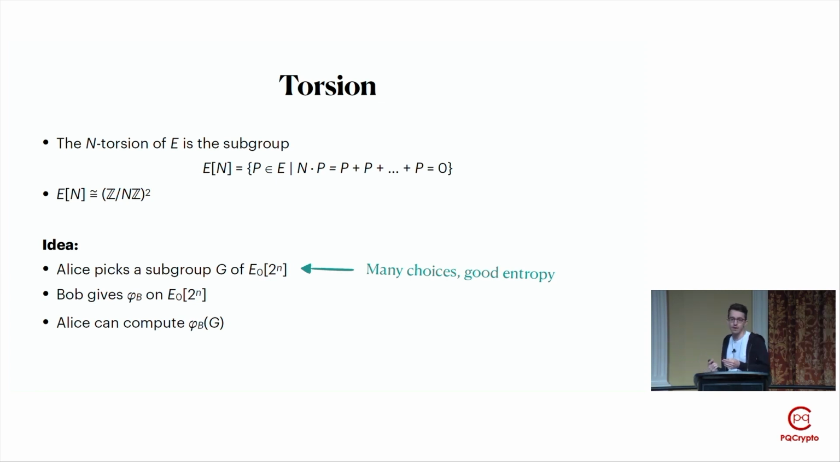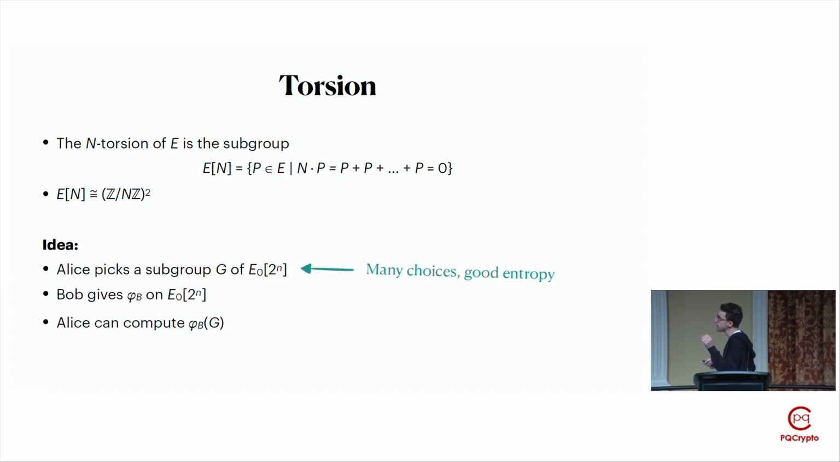Also, Alice needs a lot of freedom in her choice because it's going to be her secret. She needs to have a lot of entropy in her secret. And you have many subgroups of Z mod 2 to the n Z squared. So this gives her hope that her secret has enough entropy.